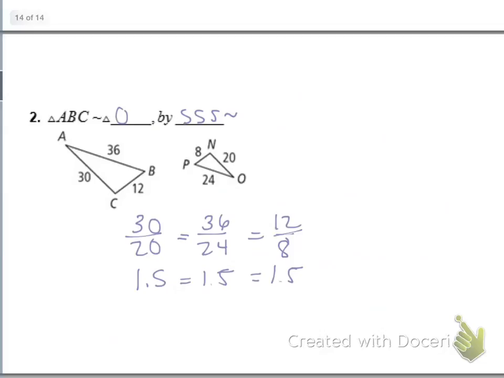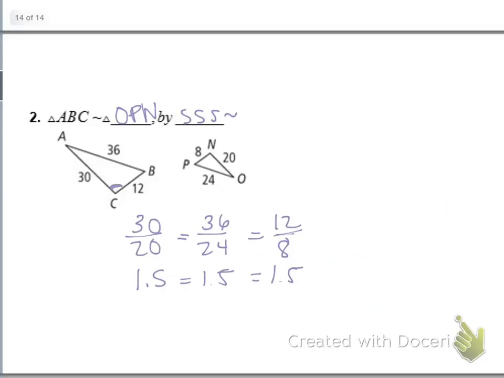A matches with O, B matches with P, and C matches with N. Remember, when you're doing these to see if the sides are similar, you set up proportions to find X and Y, and all the angles should be congruent. Okay? For us to see if polygons are similar, not using shortcuts, you have to have the same number of sides, all the angles congruent, corresponding angles being congruent, and then you also have to have proportional sides.